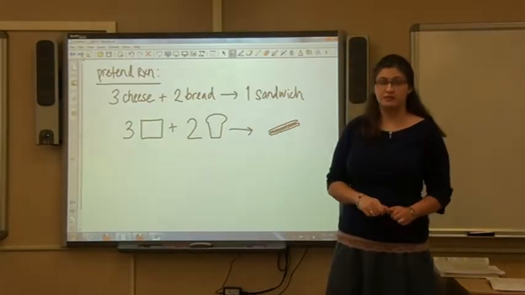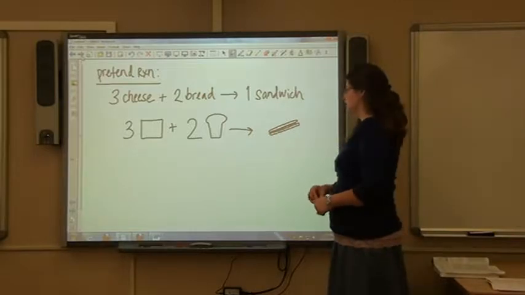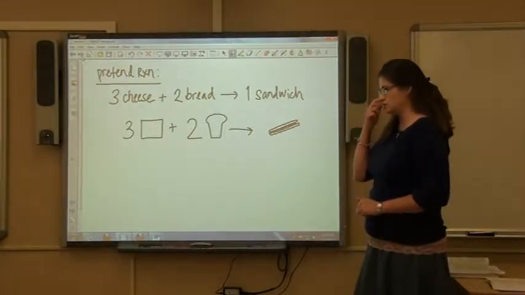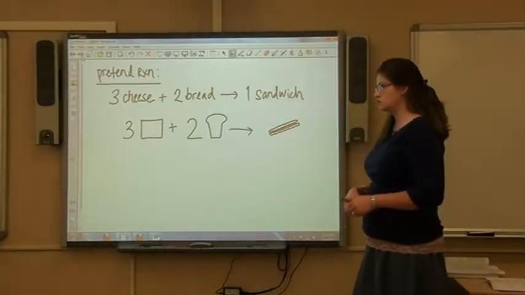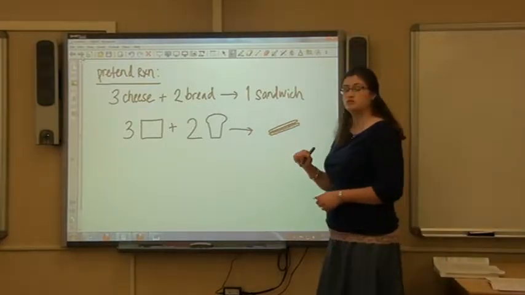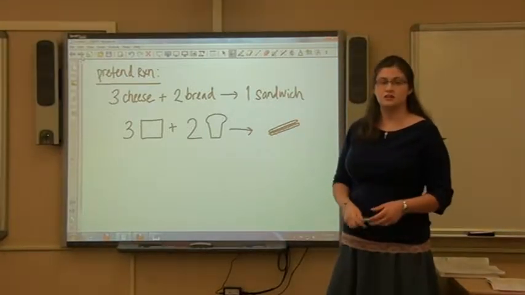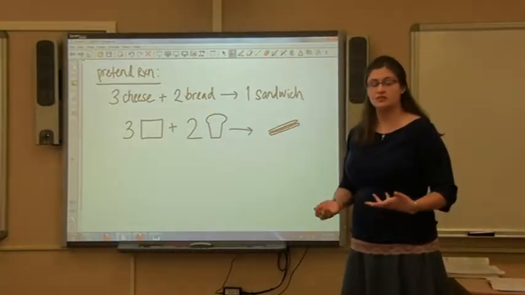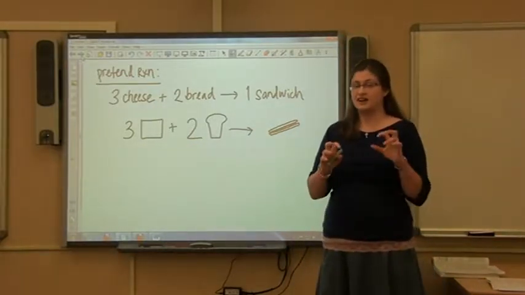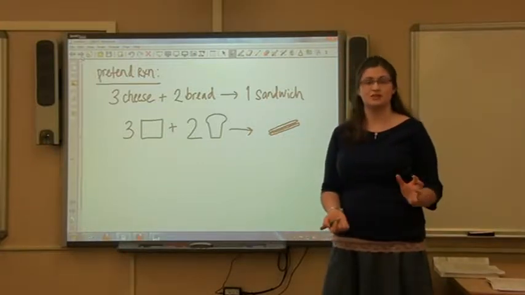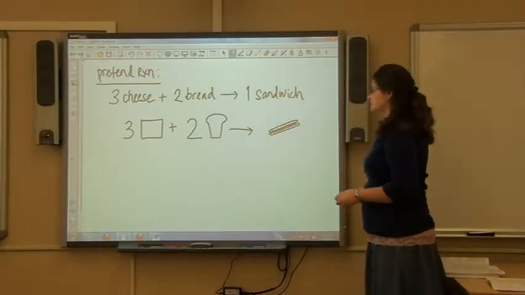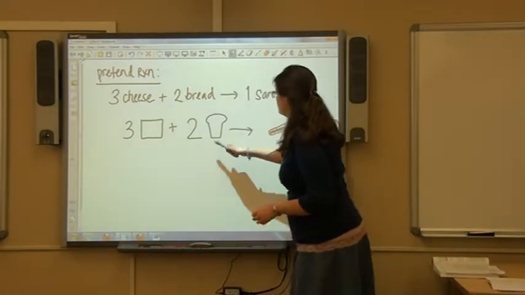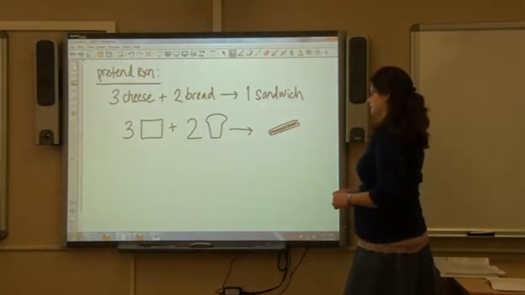So let's talk about a pretend chemical reaction. Let's say I want to make a grilled cheese sandwich. So in order to get my end product, I need 2 different reactants. I need 3 pieces of cheese and I need 2 pieces of bread. And if I add those things together and react them, I'll get my product, a grilled cheese sandwich. So I need 3 cheeses and 2 breads to make 1 sandwich.